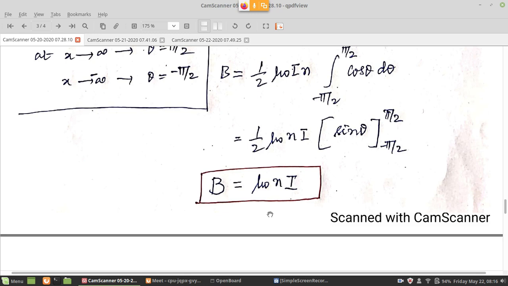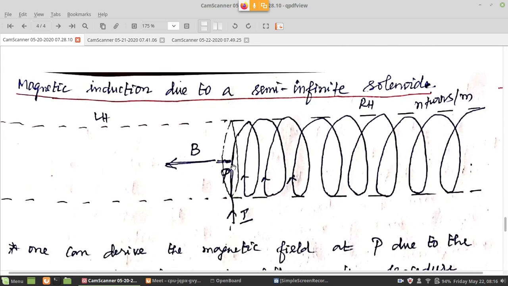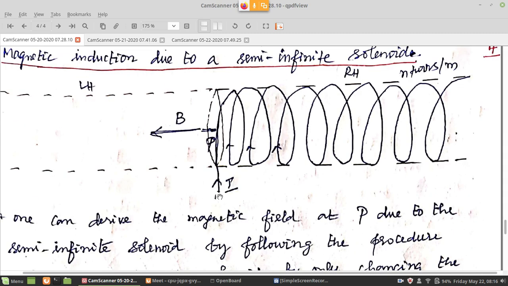Already we did a long straight conductor, finite or semi-infinite, whatever we call it. In the same way here we have magnetic induction due to a semi-infinite solenoid. So this is not a full solenoid. One side there is an end to the solenoid. In the previous case both sides were extending to infinity. Here on the left side it is ending. Current starts here and then goes through to the right, so the right side extends to infinity. Such a solenoid is called a semi-infinite solenoid.